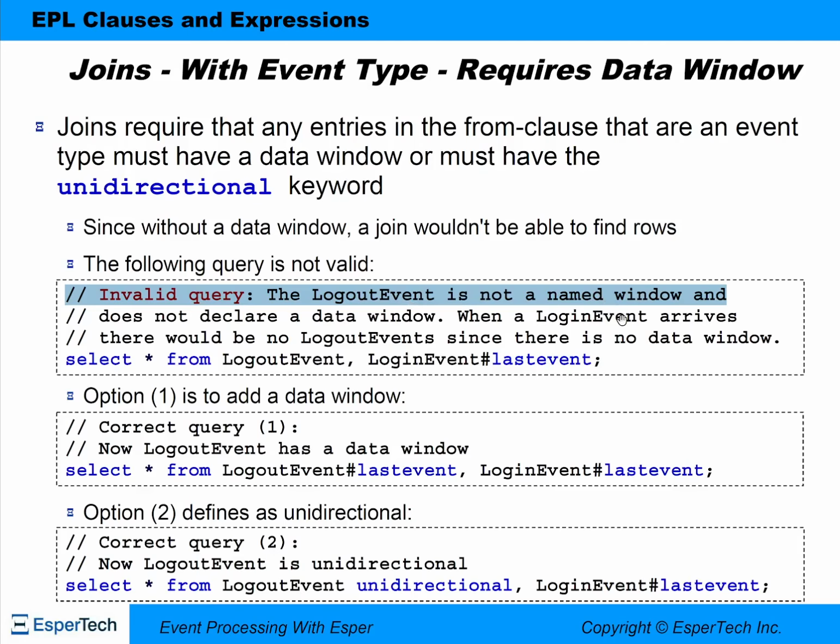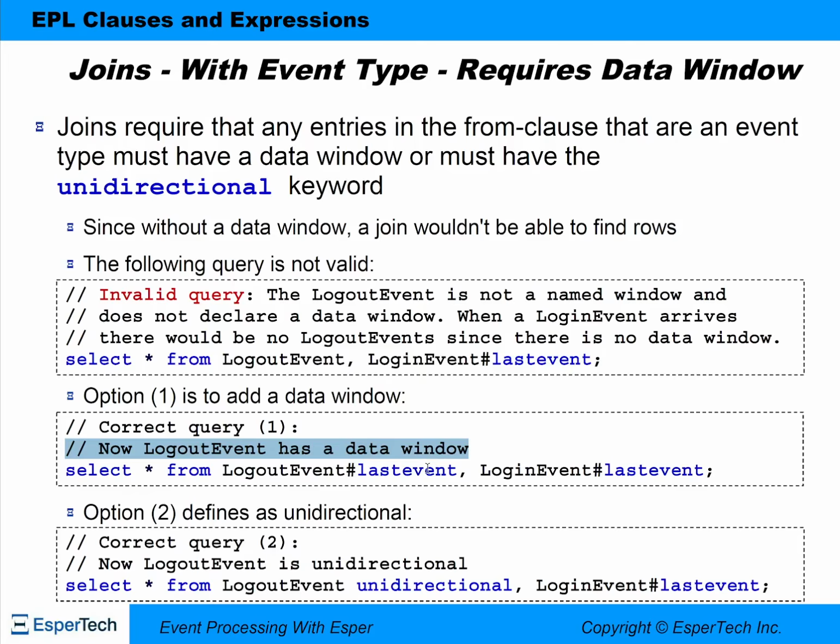The logout event is not a named window and does not declare a data window. When a login event arrives, there would be no logout event since there is no data window. Option 1 is to add a data window. Correct query 1. Now logout event has a data window.